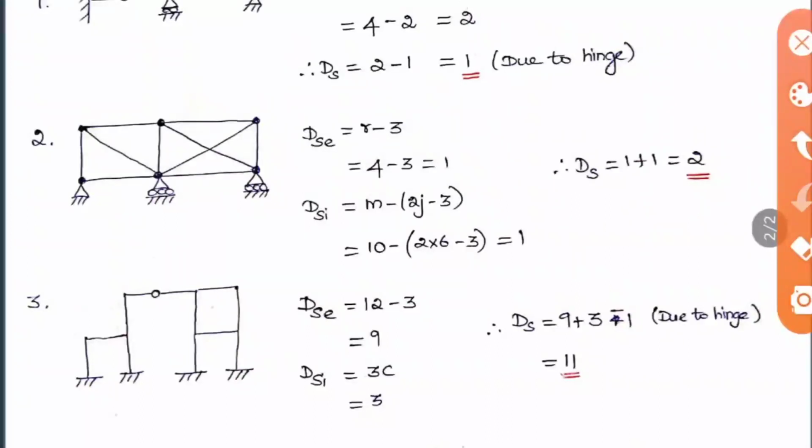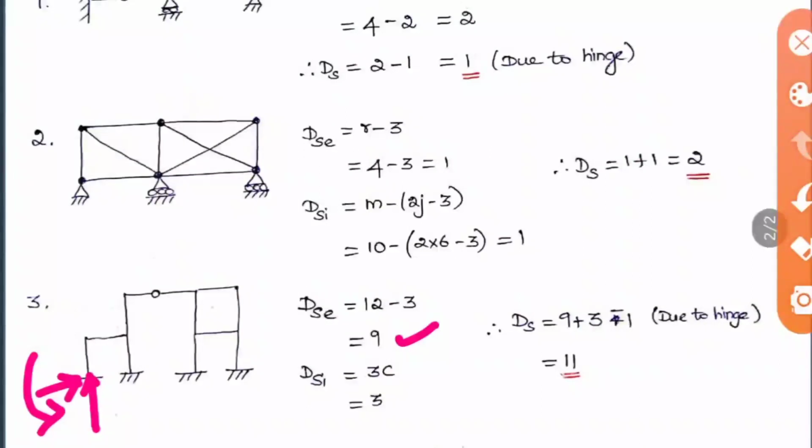And then coming to this sum, here it is a fixed support. So one vertical, one horizontal and one moment. So 3 reactions will be there in all the 4 supports. So 3 into 4, you are getting 12 unknown reactions. So 12 minus 3 will give you 9. So this will be your DSE value.